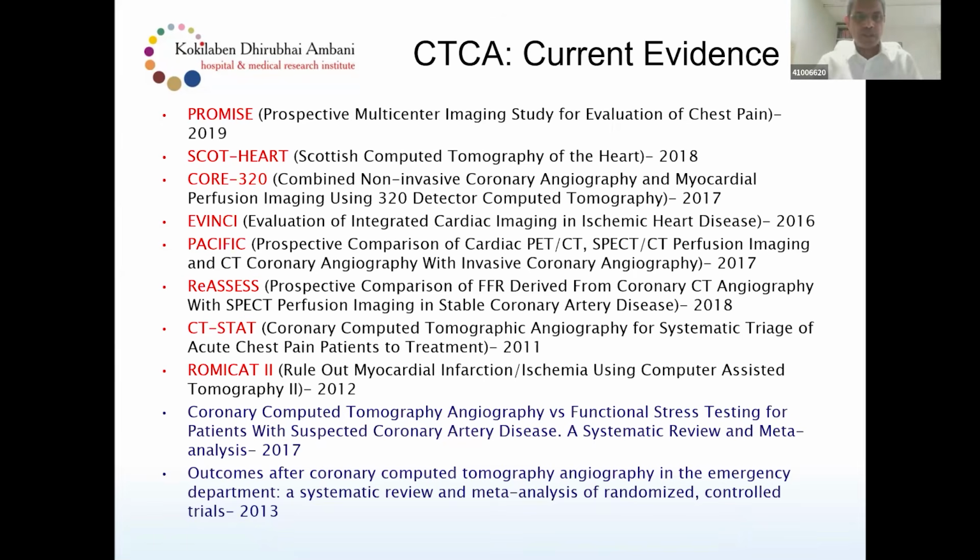So what is the evidence for CT coronary? If you look at the last 10 years, a lot of papers have been published on CT coronary. The big ones are the PROMISE trial, the SCOT-HEART trial, the CORE 320, the EVINCI, the PACIFIC, the REASSESS trials, and all that. And they all are pro CT scan. There is a lot of information in these trials which says that CT coronary can give very valuable information in the evaluation of acute chest pain as well as chronic chest pain. And we'll see both of these in the next few slides.